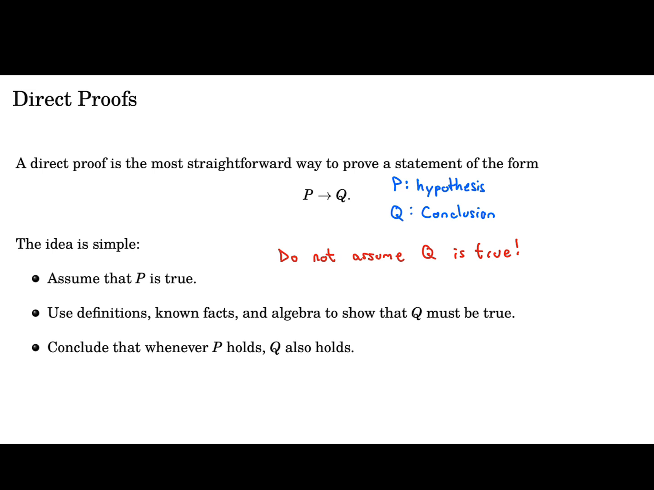So a direct proof is often the first method to try, and if the hypothesis gives you enough information to work with, then you can usually start there and move directly towards the conclusion.